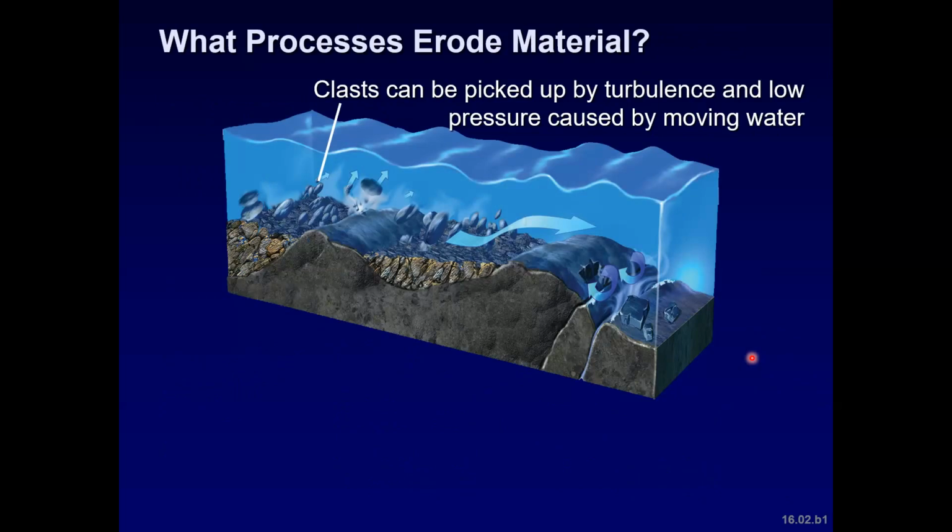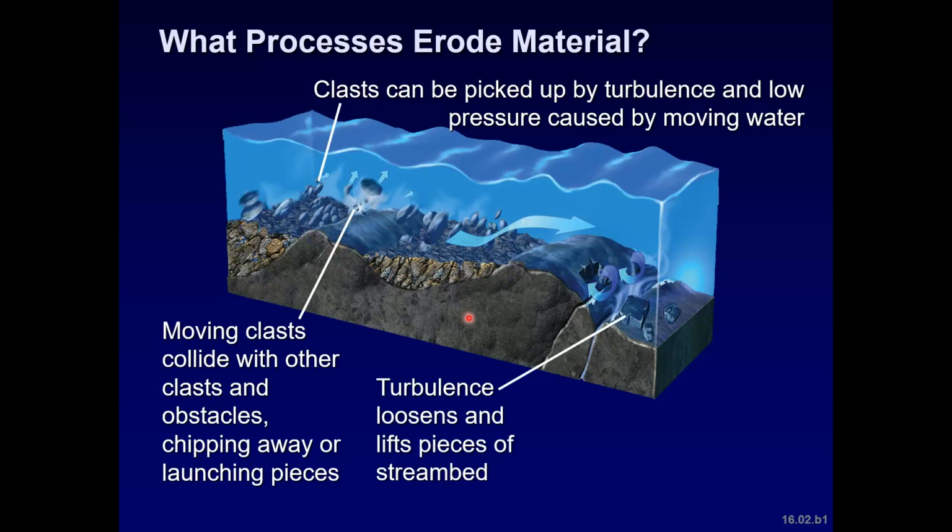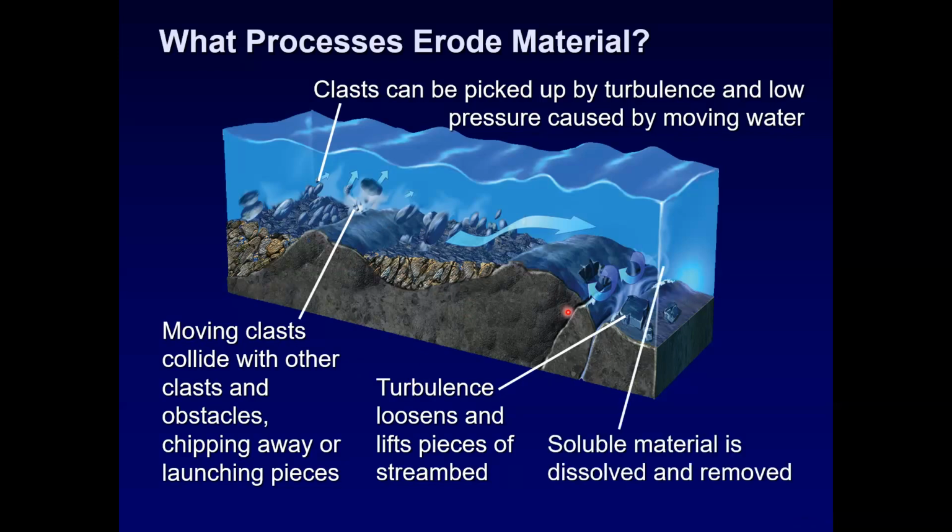Okay, so what processes erode material within a stream bed? Well, these sediments can be picked up by turbulence and low pressure caused by moving water. So you sometimes get little circular movements within that pick up materials and erode the bed further. And then moving clasts can collide with other clasts and obstacles, which then chip away or launch more pieces. And then turbulence loosens and lifts pieces of the stream bed as well. Soluble material is going to be dissolved and removed.